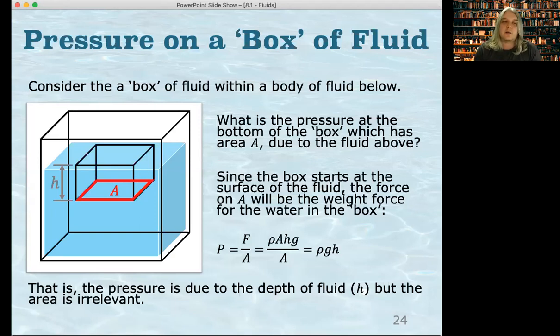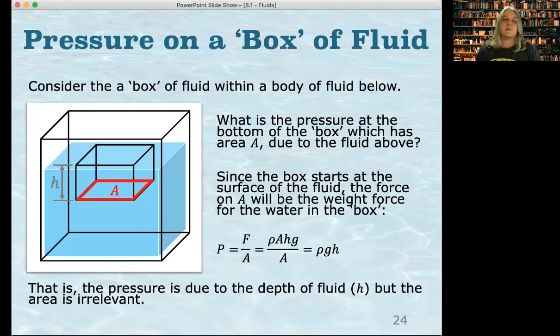So the pressure is force over area, and the force pushing down on that area A, the red area A, is due to all the fluid in that imaginary box above it. And the force is going to be equal to the weight force of that fluid in the imaginary box, and we know that weight force is mass times gravity.